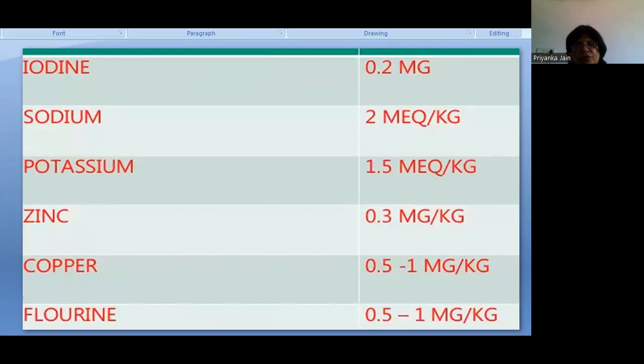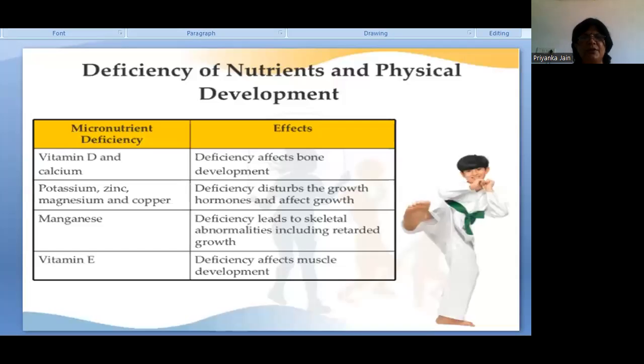Iodine is 0.2 mg, sodium 2 mg per kg, potassium 1.5 mg per kg, zinc 0.3 mg per kg, copper 0.5 to 1 mg per kg, fluorine 0.5 to 1 mg per kg.